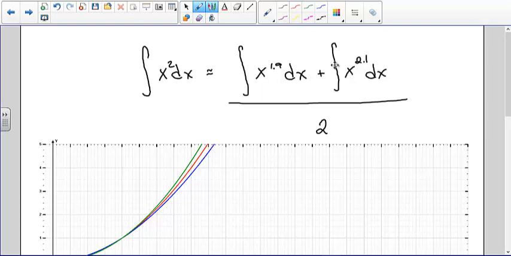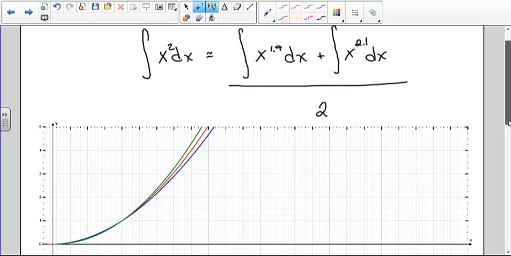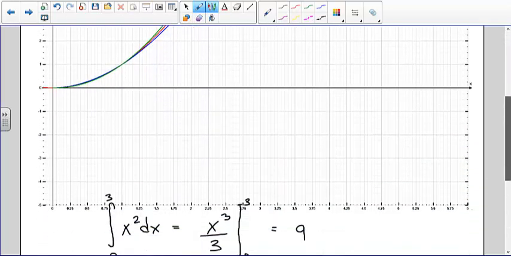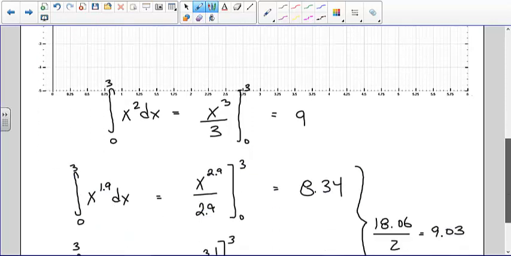This is going to be a little bit more than the right answer. This is going to be a little bit less than the right answer. So I just average those together, and I should get pretty much the right answer. And you can prove that by doing this.